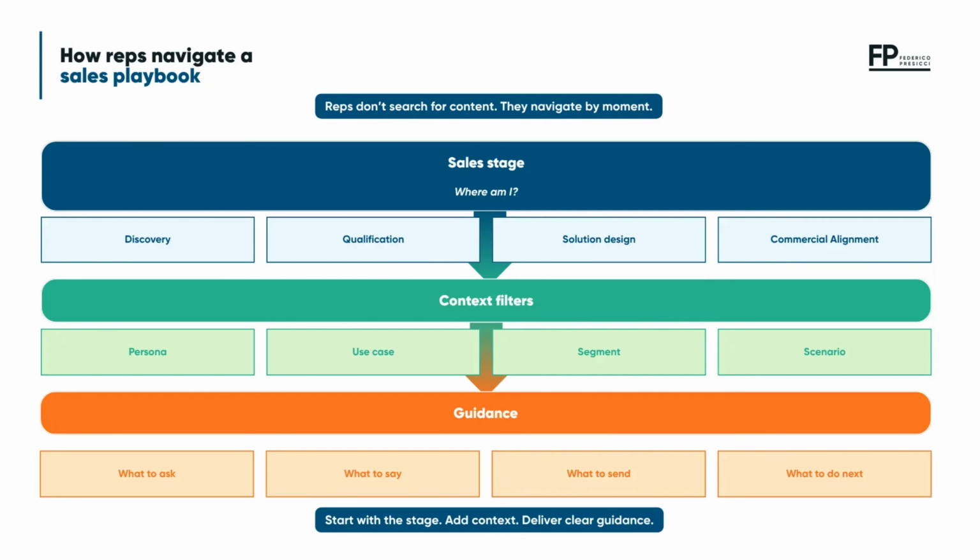In the model I propose, there are a few important ideas. The first idea is that reps do not search for content, they navigate by moment. A rep does not usually think, "Oh, I need the messaging section." They actually think, "I'm in discovery with finance stakeholders, what do I need right now? How do I prepare for this?" That is why I believe the playbook should start with the stage or selling moment, then add context, then deliver practical guidance.